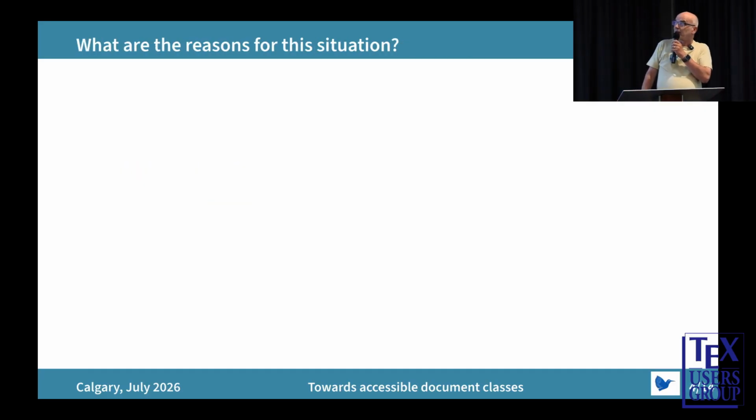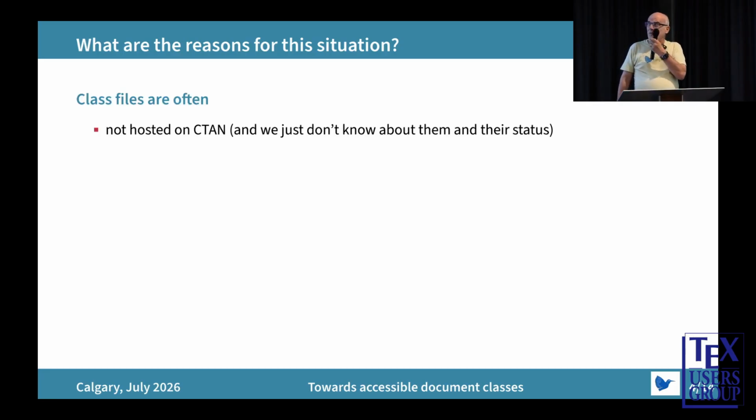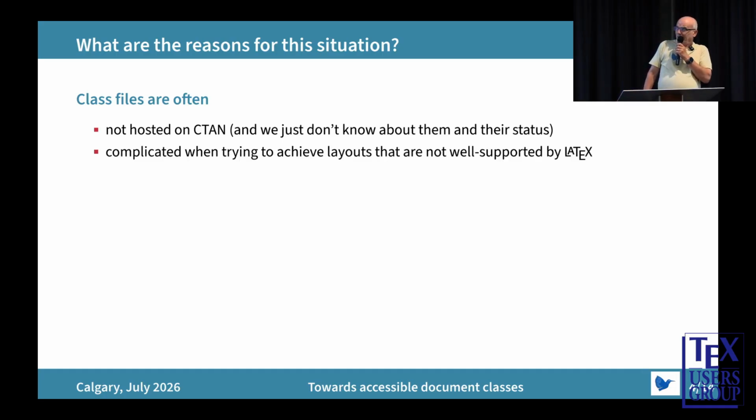So what's the reason for that situation? Well, first of all, we just don't know. When I say 20, it's 20 we know about. There are many, many classes which are not on the official archive, CTAN, and they are maintained by publishers on their websites and so on. So we don't really know the real number, so it could be a bit better. But that's one problem.